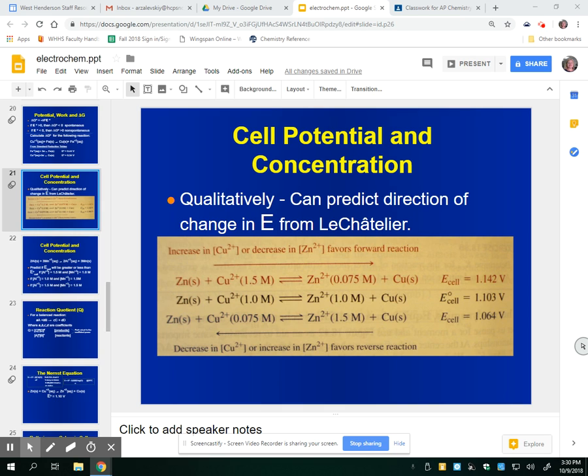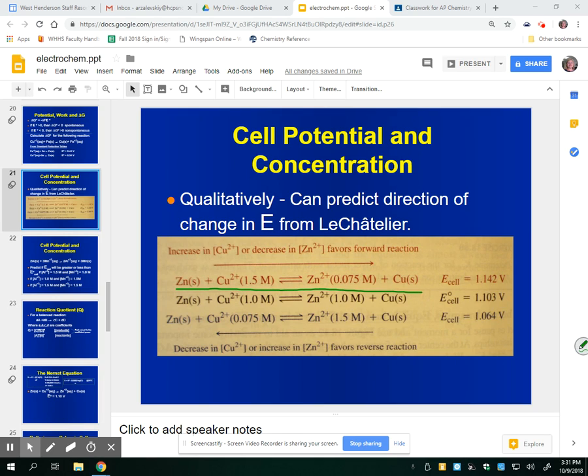This screencast is on the use of the Nernst equation to determine how a cell potential will change from standard. Qualitatively, we can predict the direction of the change of that cell potential from Le Chatelier's principle. In some of the activities we did earlier in the week, we were able to see that if a reaction were changed in such a way that it favored the forward reaction, we would see the cell voltage go up.